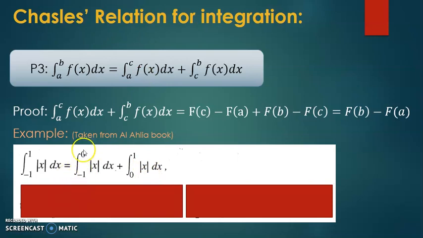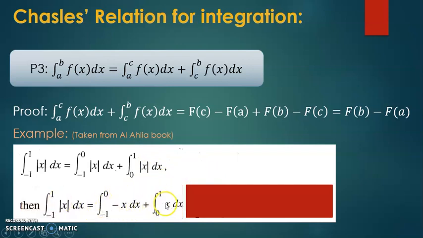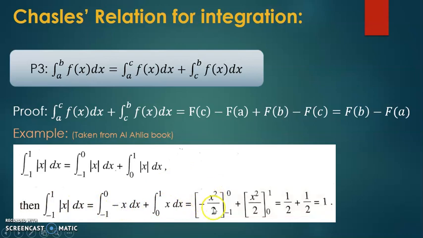Now over the interval minus 1 to 0, you know that x is negative, so the absolute value of x would be negative x. For this integral, it's over 0 to 1, so x is positive, so the absolute value of x is plus x. So you get this form. Now this can be integrated very easily. This will give you minus x squared over 2, and this will give you x squared over 2. Here the boundaries are minus 1 to 0. Here the boundaries are 0 to 1. So you evaluate this at 0, minus it evaluated at minus 1, and same for this one, you'll get 1.